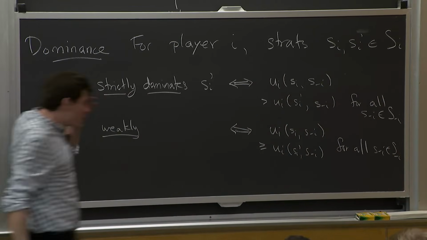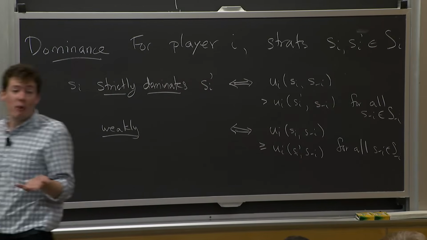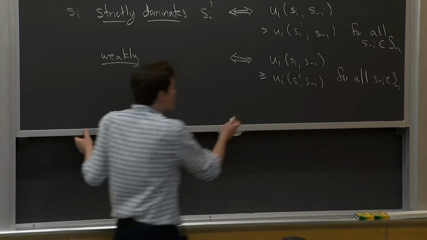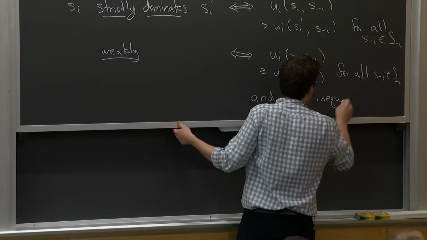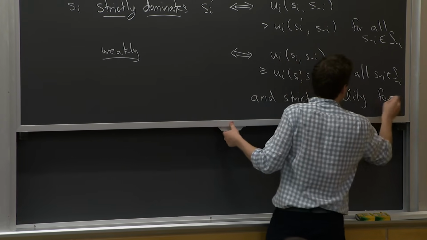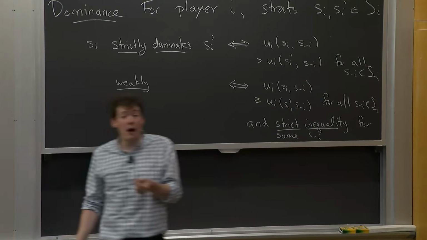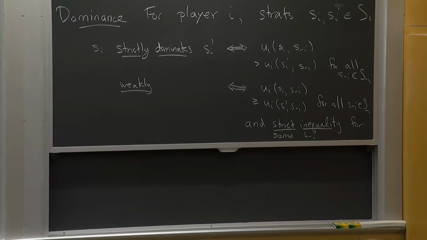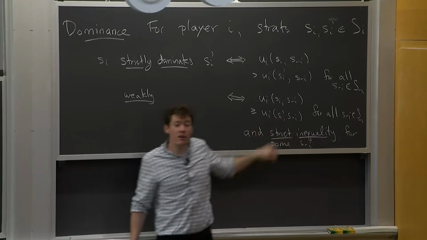But this is a little too weak, because this allows these two strategies to give me the same payoff whatever my opponents do. And we want there to be some reason that SI is better than SI prime. So we demand this weak inequality for every S negative I, but strict inequality for some S negative I. So however my opponents play, SI does weakly better than SI prime. But there's at least one particular way my opponents could play such that SI does strictly better than SI prime.